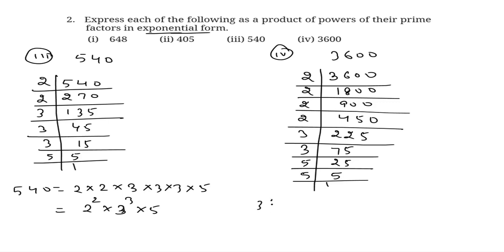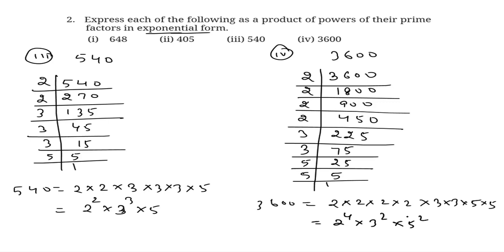So 3600 we can write as 2 into 2 into 2 into 2 into 3 into 3 into 5 into 5. So now in exponent form it will be 2 raised to the power 4 into 3 squared into 5 square. So now question 2 is also done.